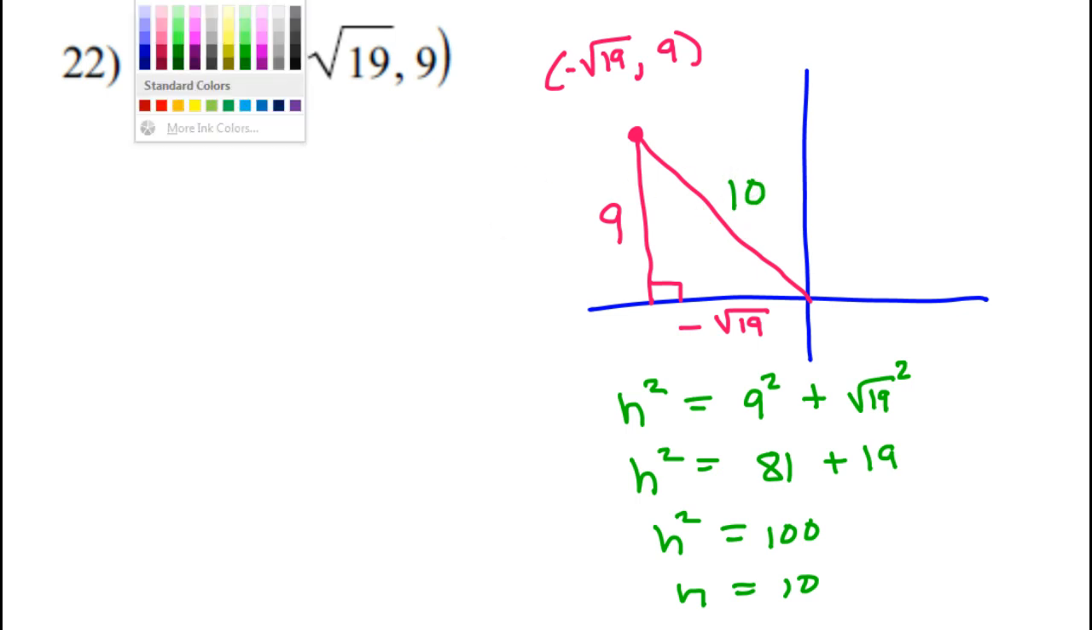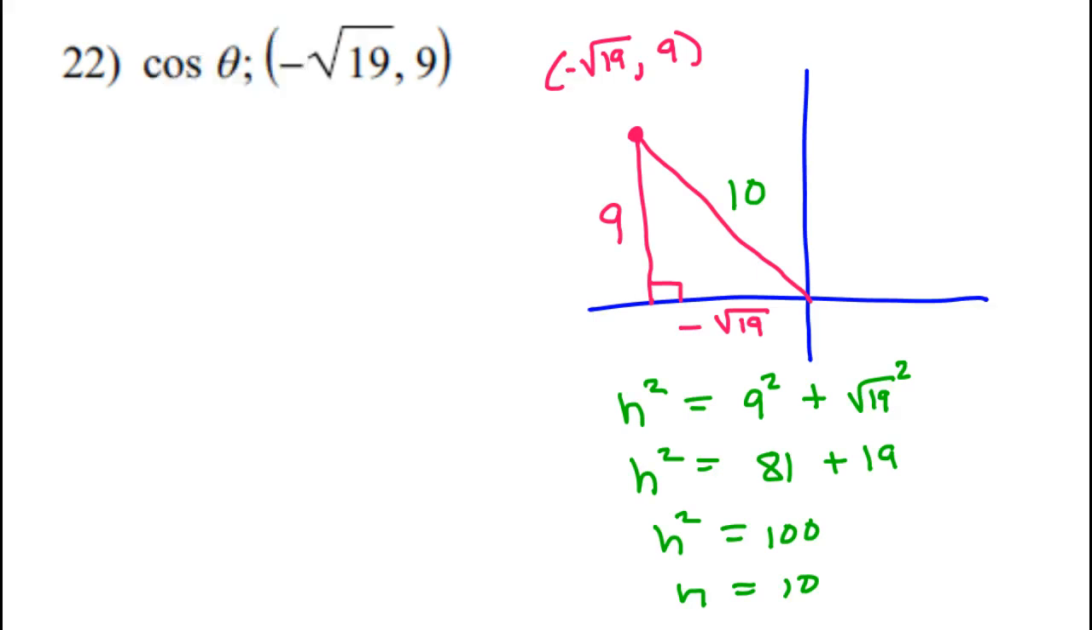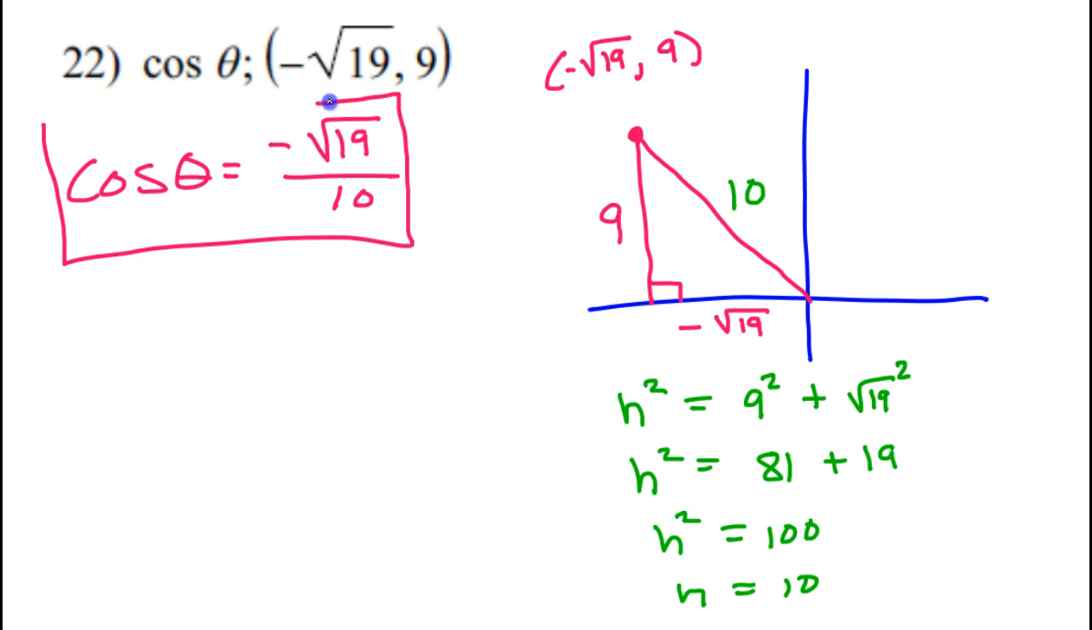So now we are ready to answer the question. What is the cosine going to be? Cosine is adjacent over hypotenuse. So that'll be negative radical 19 over 10. So that's it for number 22.